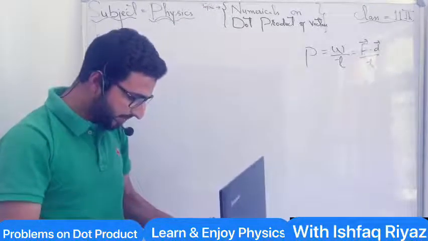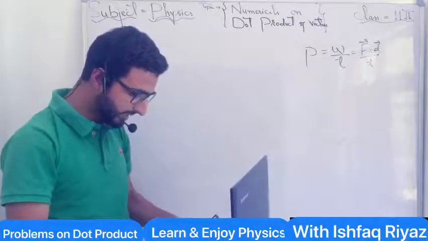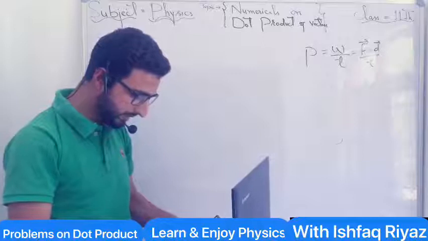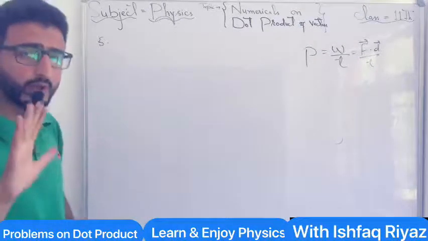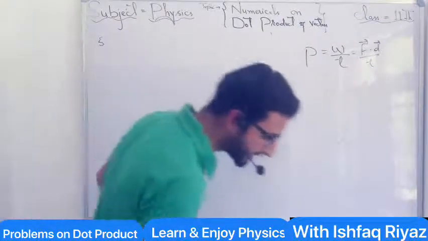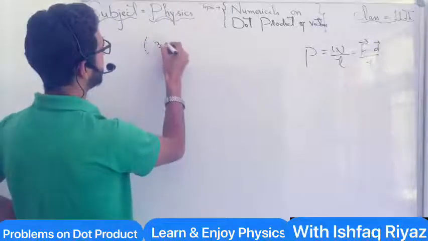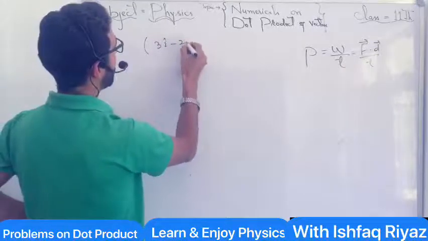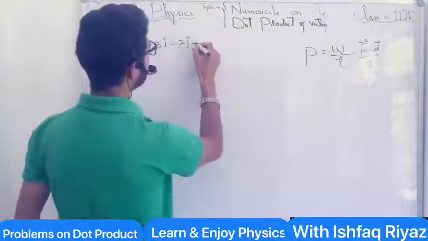If (3i minus 2j plus 2k) dot (2i minus xj plus 3k) is equal to minus 12, find x. We have to calculate the value of x where the dot product between two vectors is given. The two vectors are basically 3i minus 2j plus 2k.